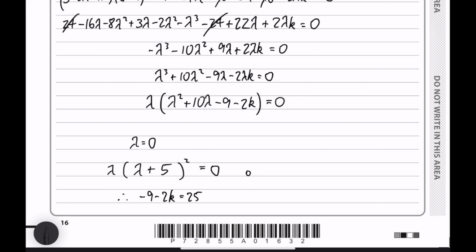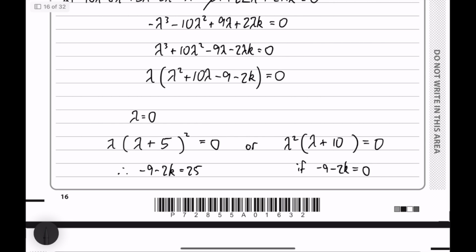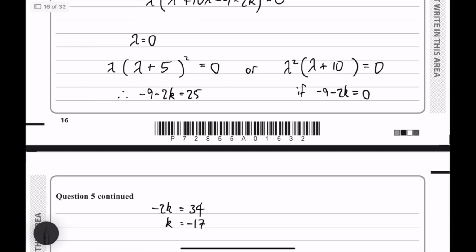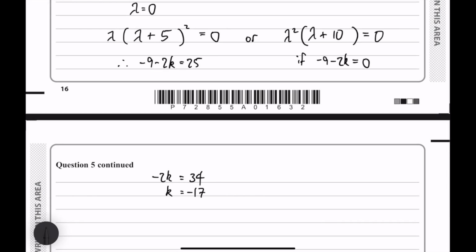Or we could have a repeated 0, in which case this bit here must be 0, otherwise you wouldn't be able to factor out another lambda. Lambda plus 10 if minus 9 minus 2k is equal to 0. So that statement is the condition for the lambda being able to factor out once more and giving us a repeated 0 root. And if that's the case, then minus 2k must equal 9, k is equal to minus 4.5.